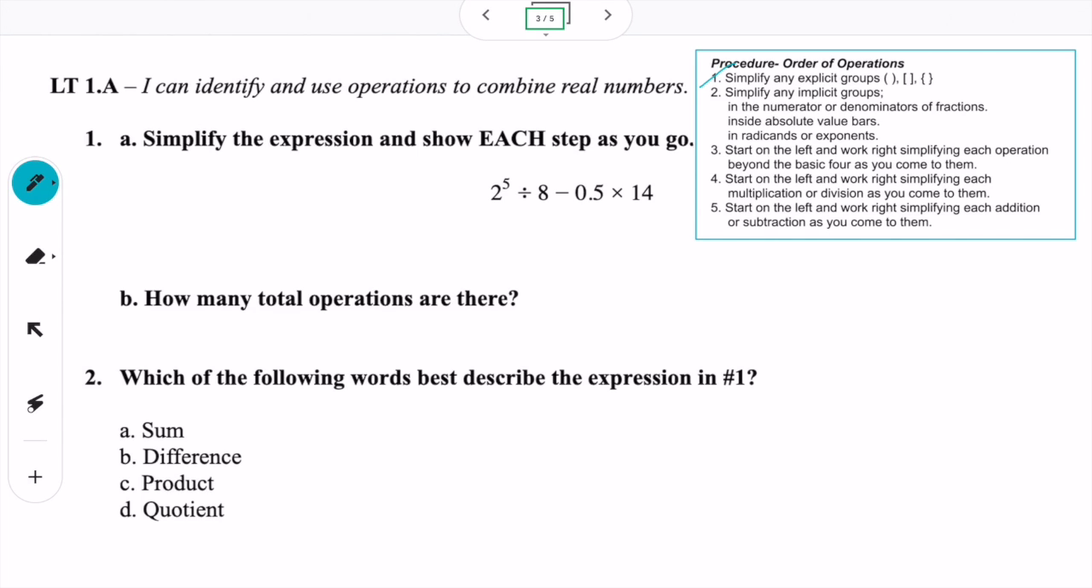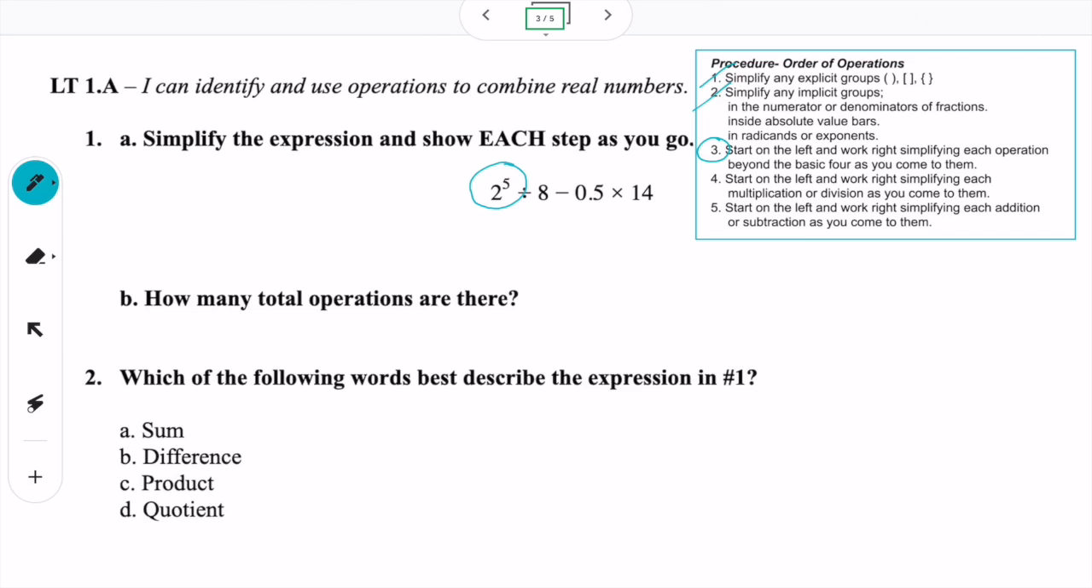Step 2 says simplify any implicit groups. We don't have any of those either. But in step 3, it says start on the left and work our way right to simplify each operation beyond the basic 4. Beyond the basic 4 means the special ones, the exponents, the logs, the roots. You could even have trig functions in there as well. So that means this exponent, 2 to the 5th, is what we need to simplify first.